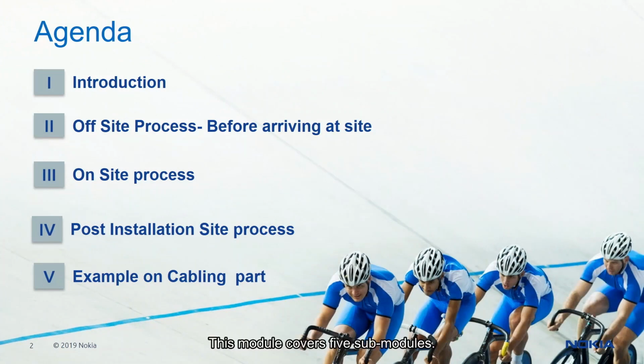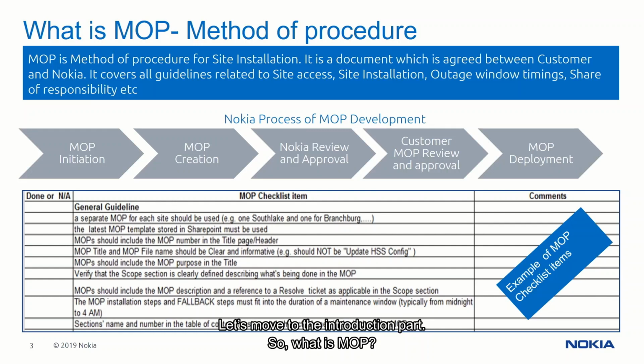This module covers 5 submodules. The first submodule shall cover the introduction part of MOP. Then there shall be insight into instructions and guidelines which should be followed before going to site, on site, and before leaving the site. At the end, we will have examples on cabling, which shall cover handling, routing, termination, and labeling of different types of cable. Let's move to the introduction part.